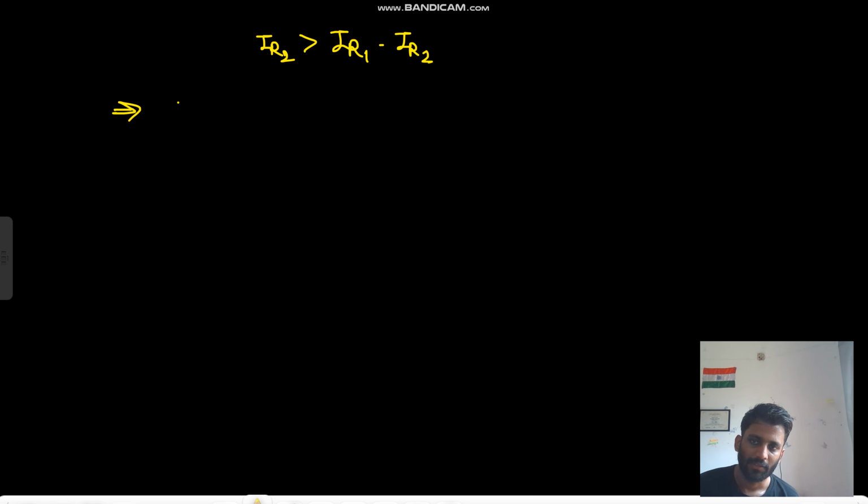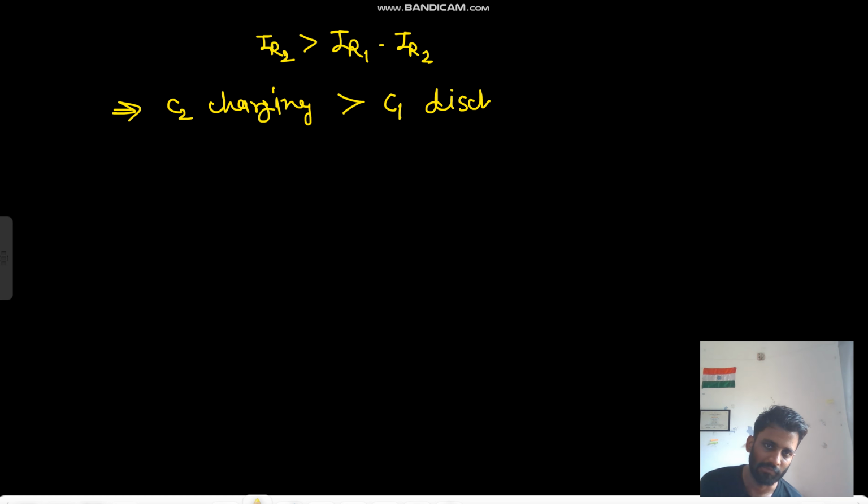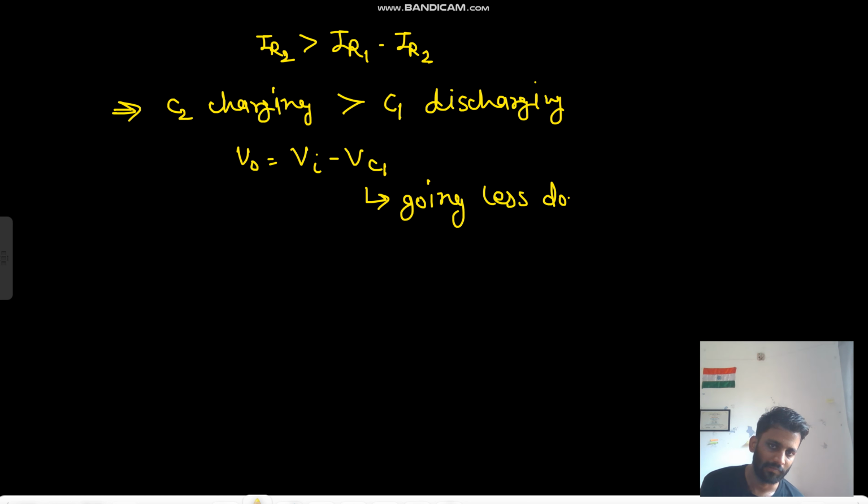That shows C2 charging is more than C1 discharging. What is V0? V0 is Vin minus VC1. If C1 is discharging less, then VC1 is going less down. That means V0 is going up, but going less up.